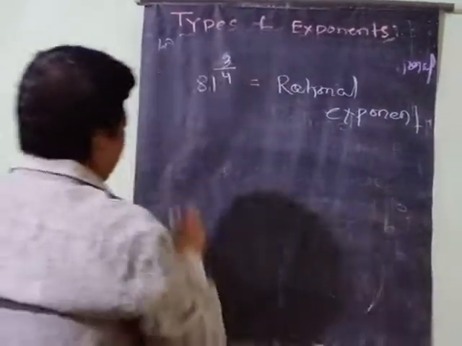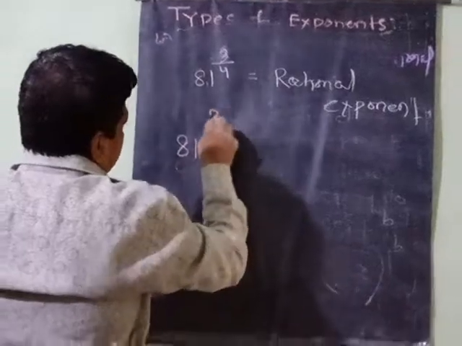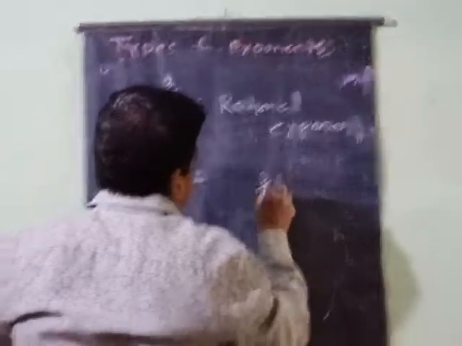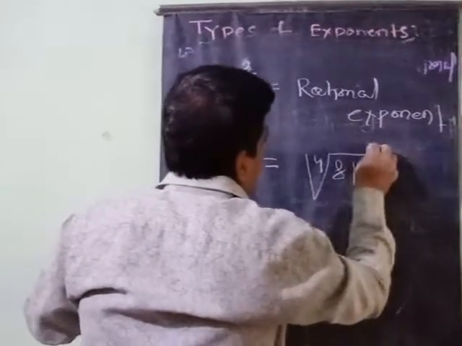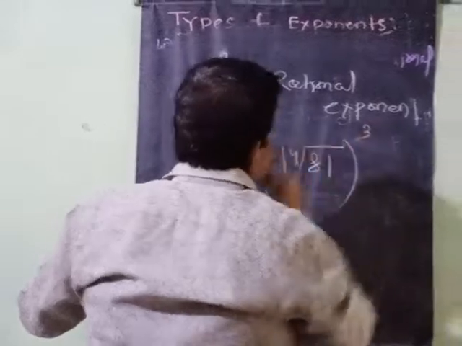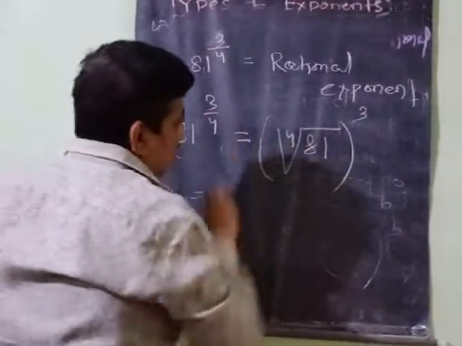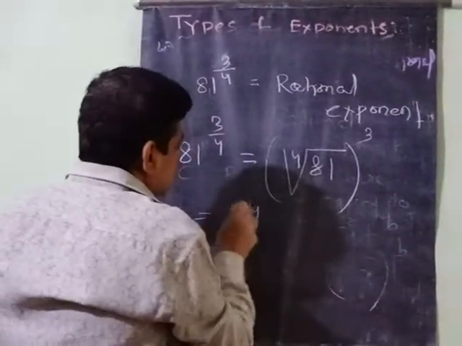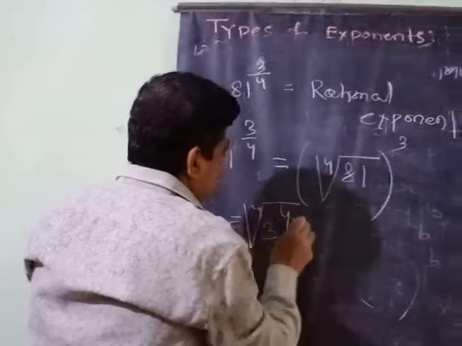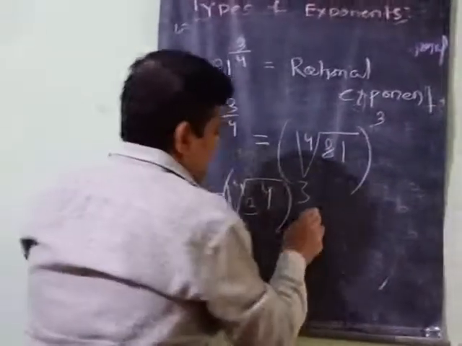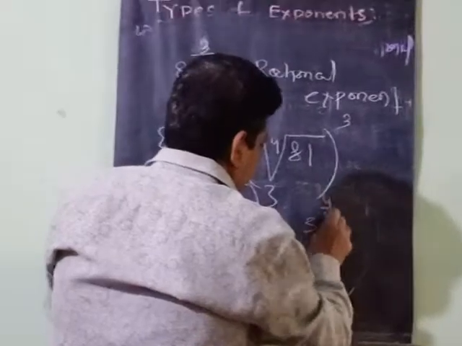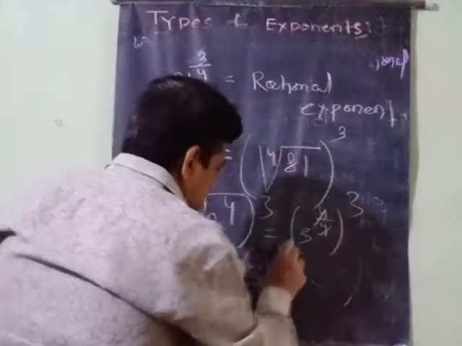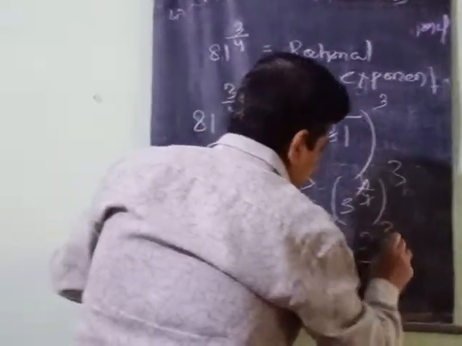Okay. And how can we write 81 to the power 3 upon 4? We can write it as the fourth root of 81, whole to the power 3. And the fourth root of 81 is 3 to the power 4, so the fourth root of 3 to the power 4, whole to the power 3. So this can also be written as 3 to the power 4 upon 4, whole to the power 3. So the 4s can be cancelled. 3 to the power 3 is equal to how much? 27.